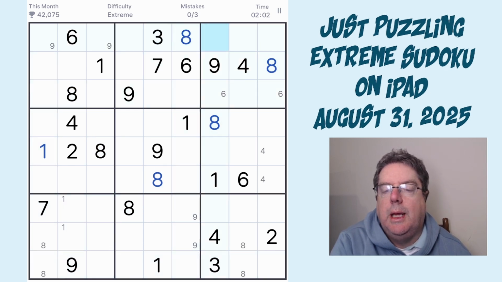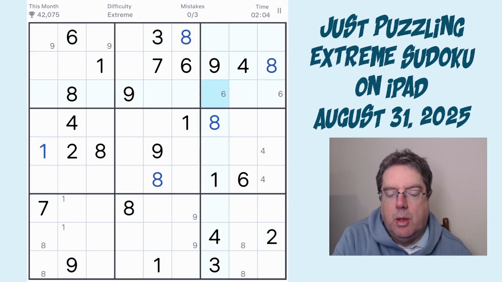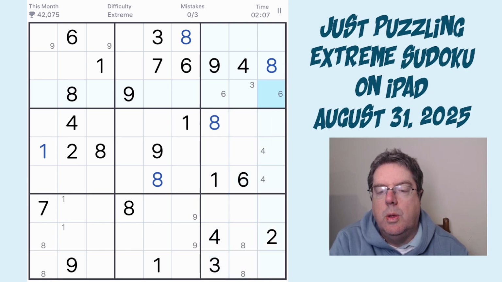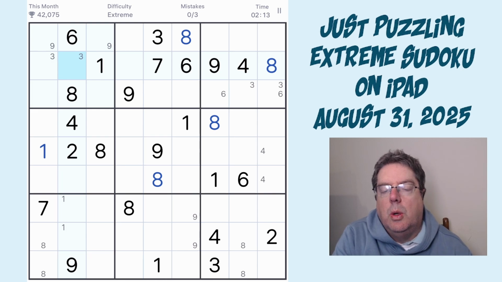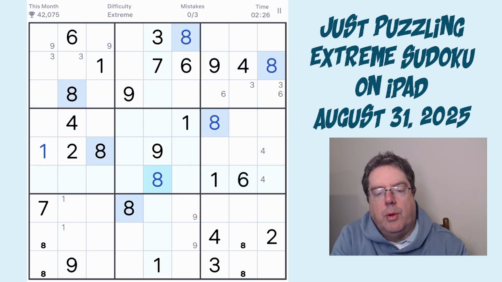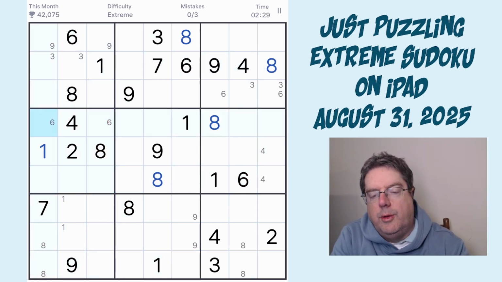Alright, so 3 comes across here, 3 comes up here, so 3 is one of these two. 3 comes across here, 3 comes across here, so 3 is one of these two. 1, 2, 3, 4, 5. Okay. Six comes across here, so 6 is one of these two. 6 comes across here, 6 comes across here, so 6 is one of these. Ooh, 6 can't be there, so this is actually a 6. 6 comes down here, 6 comes down here, so 6 is one of these two.